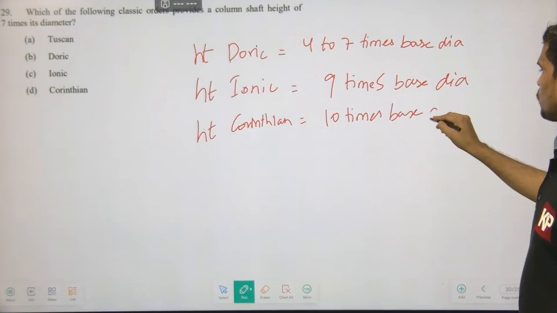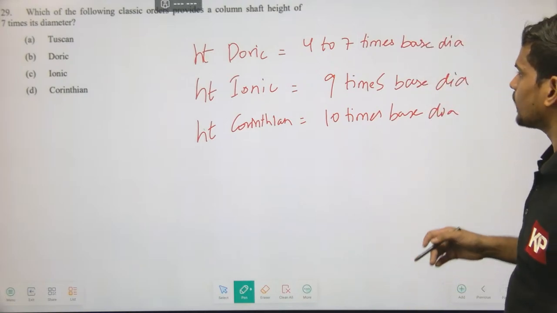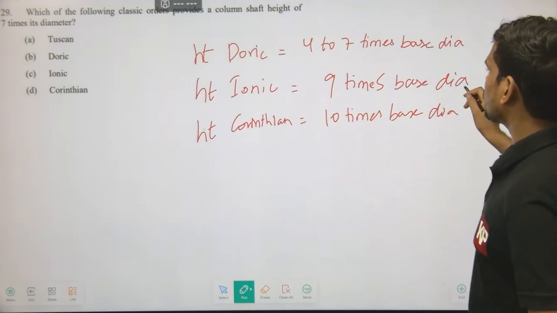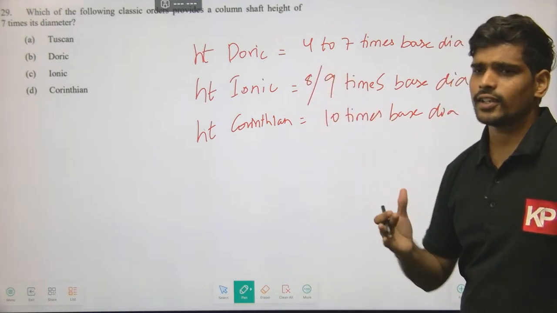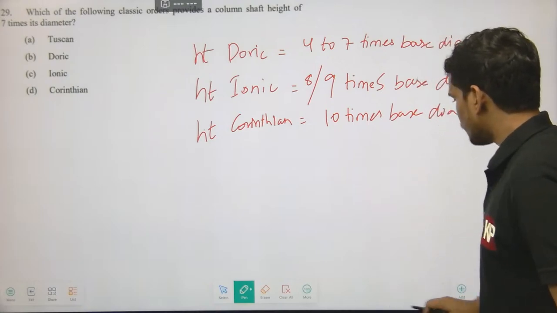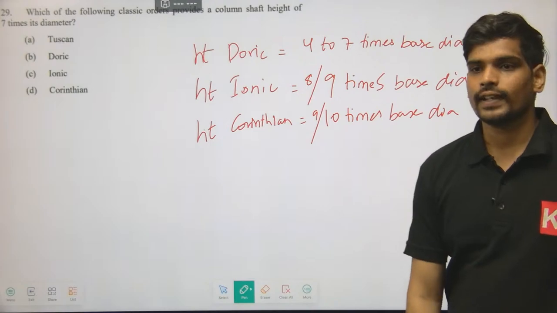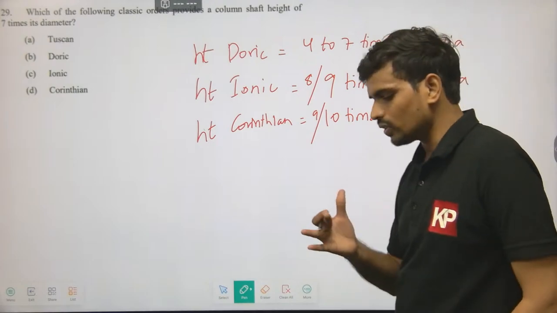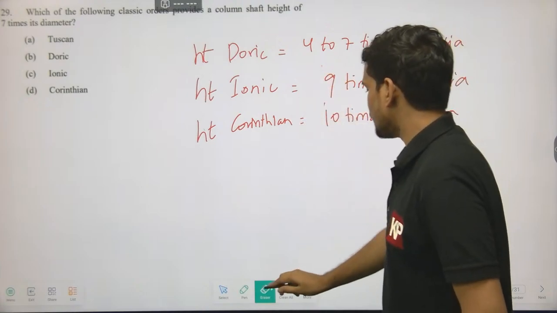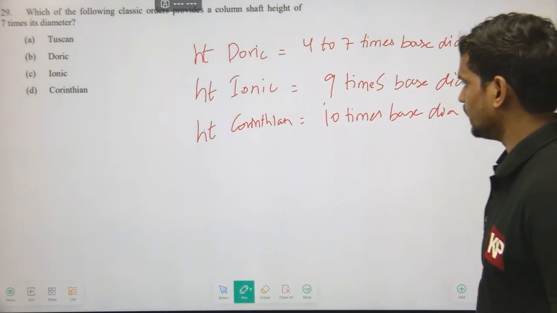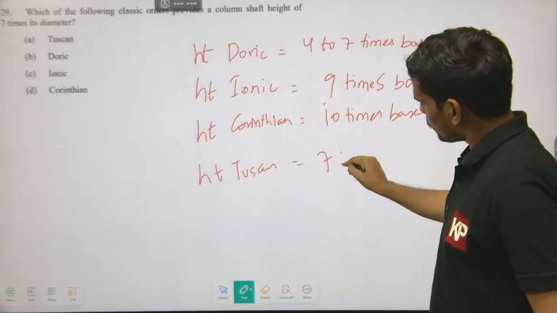Now I am quoting the book which I am referring to, Sir Banister Fletcher's book, but there are some other books of history of architecture which refer to the height of an Ionic order column as generally around 8 times the base diameter. So it is 8 or 9 times the base diameter. Similarly, the height of a Corinthian order is generally defined as 9 or 10 times the base diameter. So it is different in different sources, but generally the most accepted values are 9 and 10 for Ionic and Corinthian, whereas the height of a Tuscan order column is defined as 7 times the base diameter.